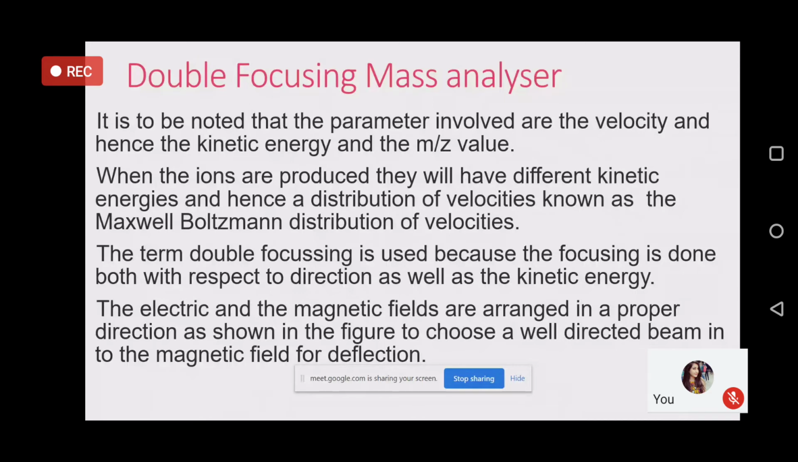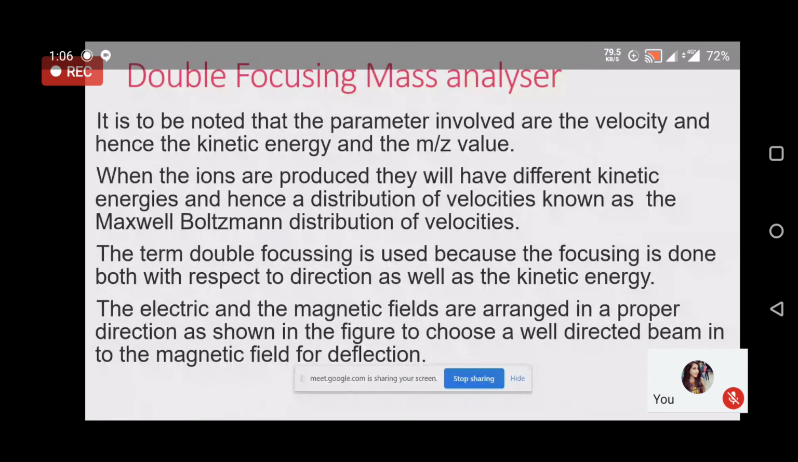The parameters involved are the velocity and hence the kinetic energy, or the m by z value. When the ions are produced, they will have different kinetic energies and hence a distribution of velocities known as the Maxwell-Boltzmann distribution of velocity. So if the ions are produced in the electric field, then only the ions with the same m by z will have the same velocity. But if they are not, then the m by z value may be the same, but the velocities may be different for different particles in the beam.